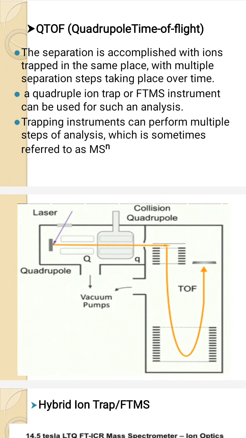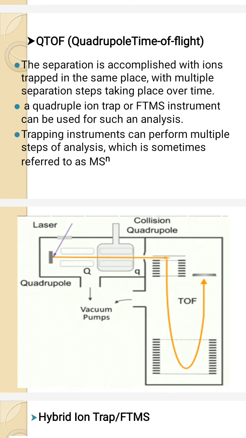Tandem in time. By doing tandem mass spectrometry in time, the separation is accomplished with ions trapped in the same place with multiple separation steps taking place over time. A quadrupole ion trap or FTICR instruments can be used for such an analysis. Trapping instruments can perform multiple steps of analysis, which is sometimes referred to as MS to the n.